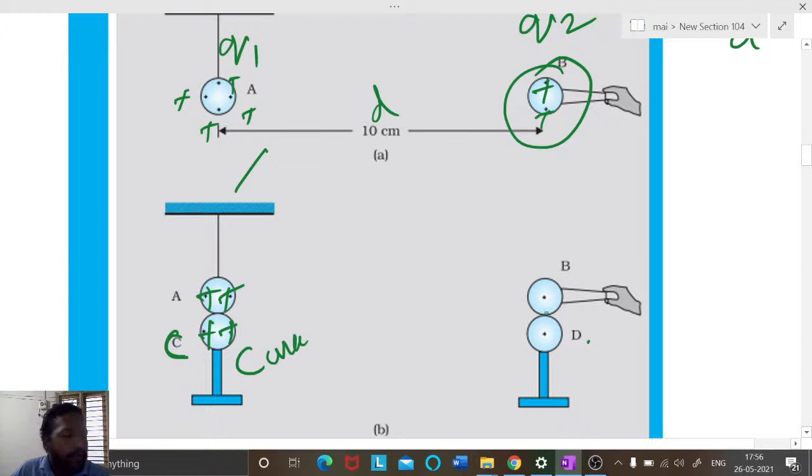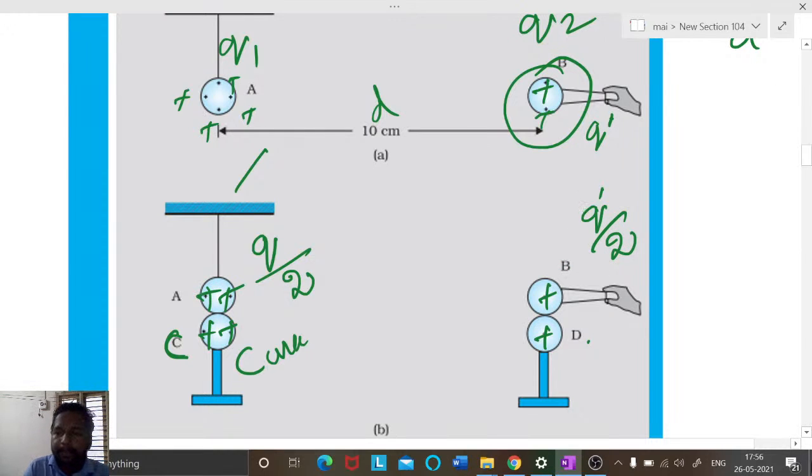Okay, so when we bring the uncharged body into contact, the charge is going to be equally divided. A, if we take it as Q, becomes Q divided by 2. B, if we take it as Q dash, becomes half of that value, Q dash divided by 2. Okay, now we'll be solving this problem. See here, it's a very easy calculation.